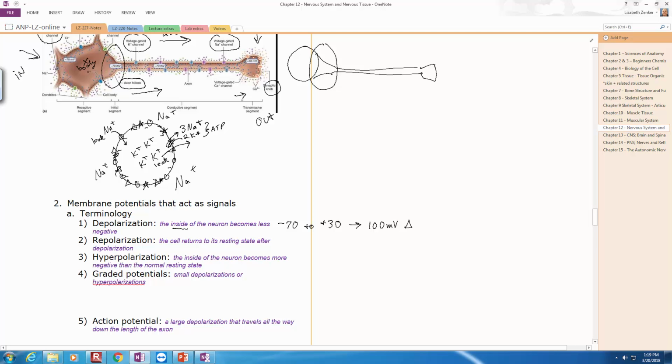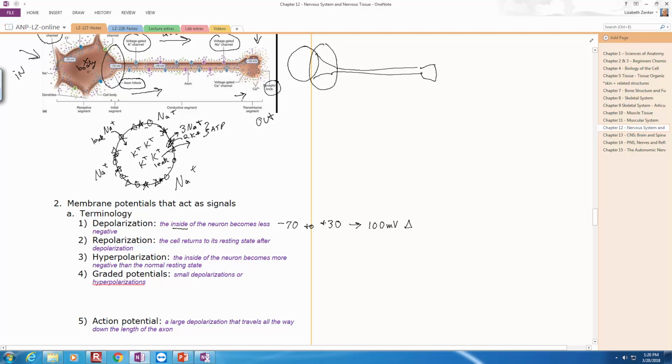So that's why it is a little important to pay attention to the negative or the positive. Okay, so our cell was at -70. We end up putting it to a +30 on the inside of the cell. It's called, we depolarize the cell, and it's a total of 100 millivolt change total.